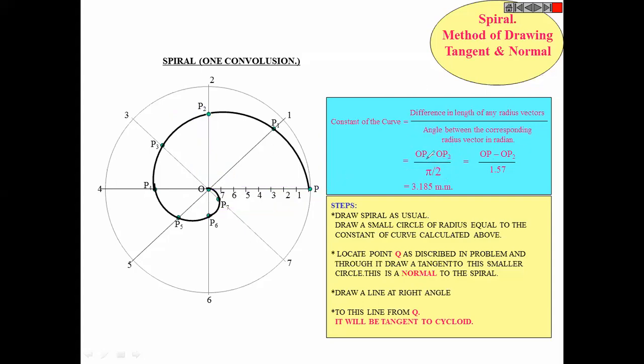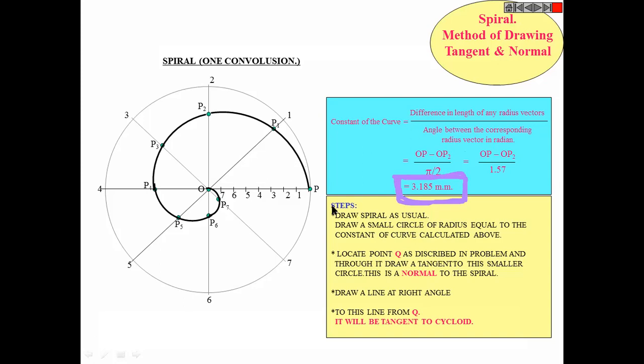That is 90 degrees, but it is how much? Pi by 2. Understood? Then it will give you some numerical value like this. We keep this aside by calculating this, and then we will follow the procedure.